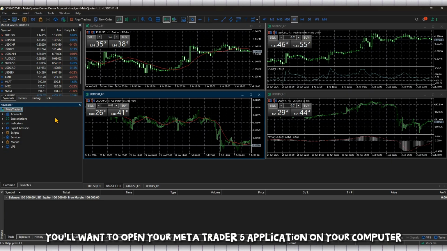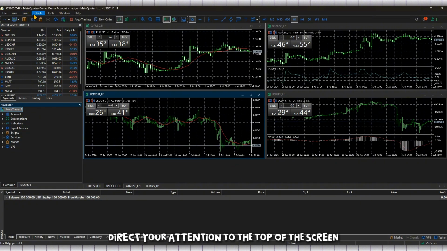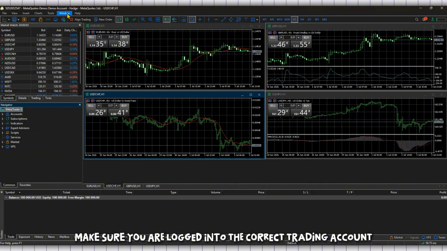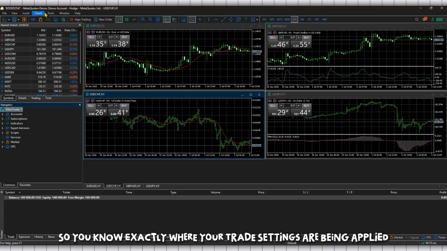First, you'll want to open your Metatrader 5 application on your computer. Once the platform loads and you can see your main trading dashboard, direct your attention to the top of the screen, where you'll find various menu options and tools. Make sure you are logged into the correct trading account, whether that is a demo account for practice or a live account for real trading, so you know exactly where your trade settings are being applied.